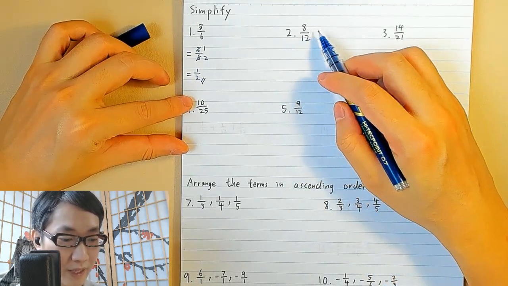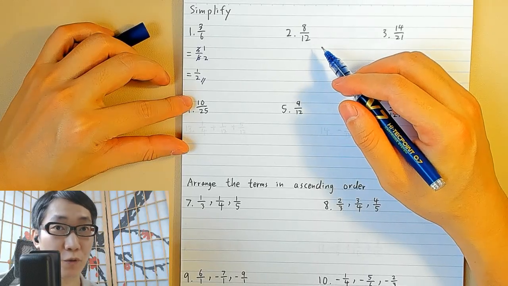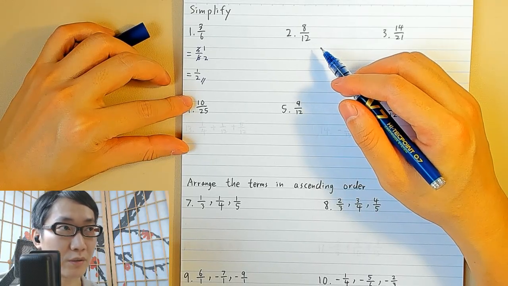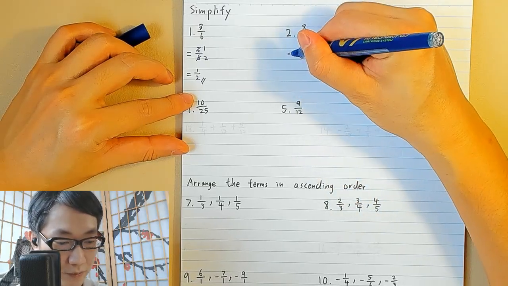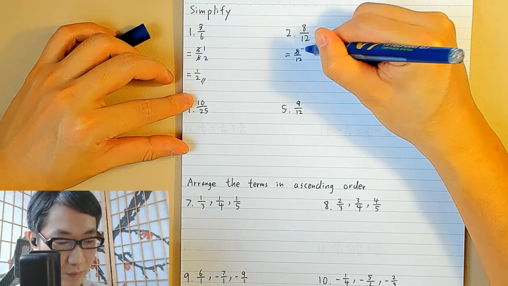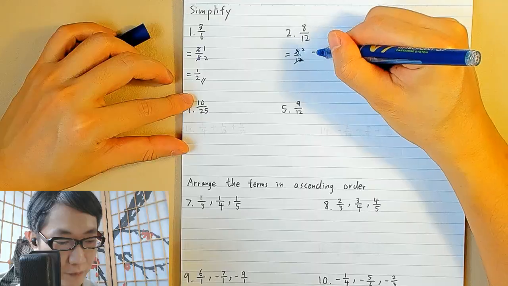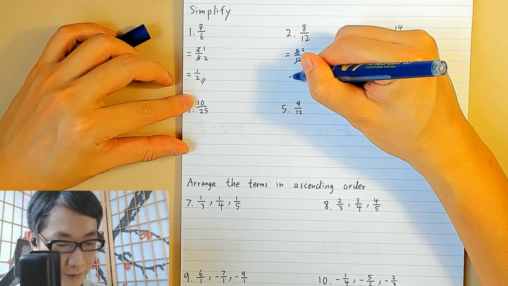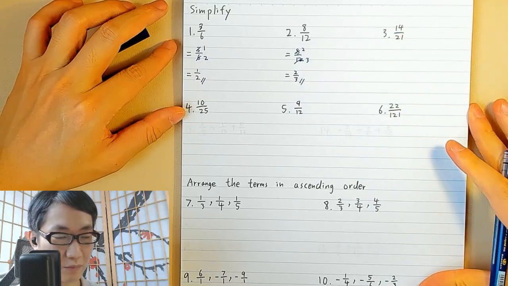Number 2, 8/12. So both of them are divisible by 4 and 2 and 1. So 4 is the highest here. So let's use 4. 8 divided by 4 is 2. 12 divided by 4 is 3. So we have 2/3. The simplest form.